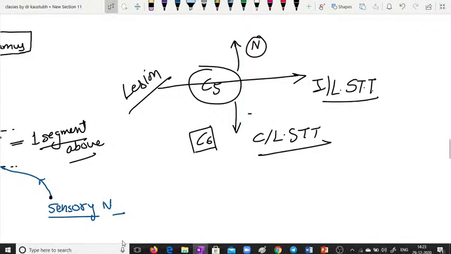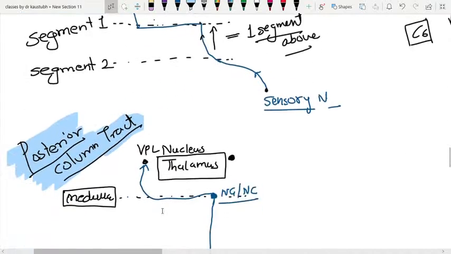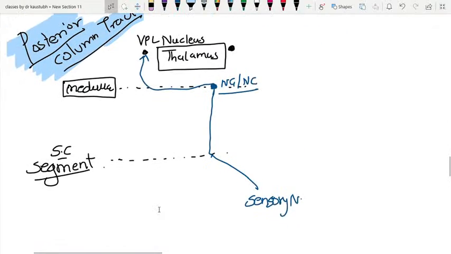Simple. Okay, next. The next thing to understand, and the last tract to remember, is the posterior column tract. Now what is the function of the posterior column tract? Two functions I want you to remember. One is proprioception, that is joint position sense, and the second is vibration. The simple difference is that at any specific level the sensory nerve comes in and ascends upwards till the medulla, up to nucleus gracilis and nucleus cuneatus, in the form of fasciculus gracilis and fasciculus cuneatus.